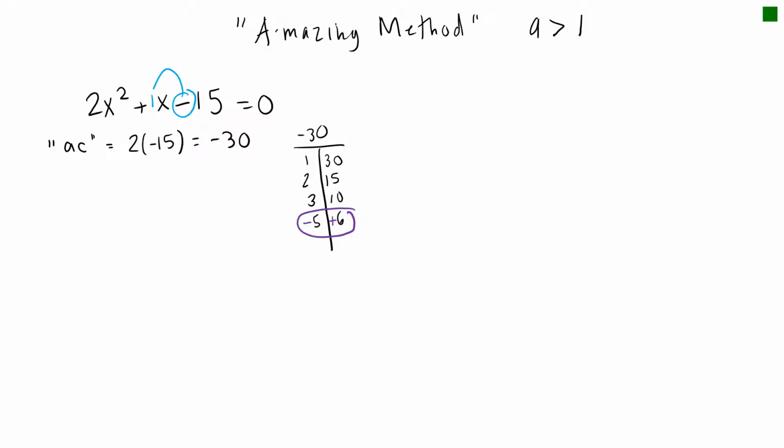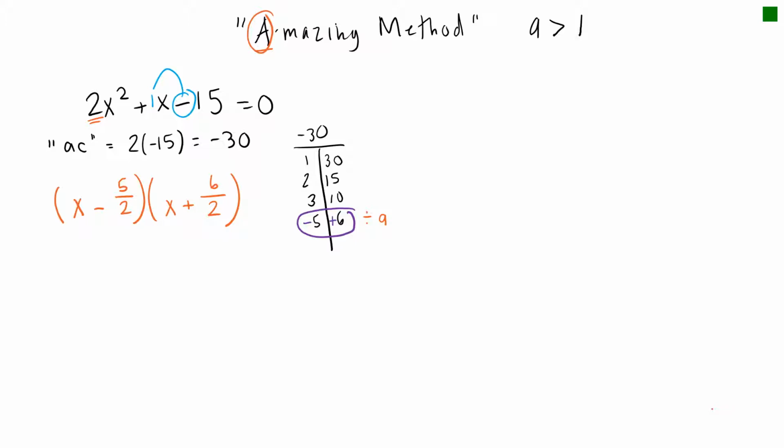So we've looked at this before with the tic-tac-toe method and with the factoring by grouping method, but now let's look at it with the amazing method, and it's called that because we're using the a value quite a bit. So what I'm going to do is I'm going to take x. Notice I'm not going to put a number in front of x right now. I'm going to say x minus, and instead of 5, it's going to be 5 over a, which is 2. And then I'm going to say x plus 6 over 2. So notice each time I'm using these two values, but I'm dividing it by a.